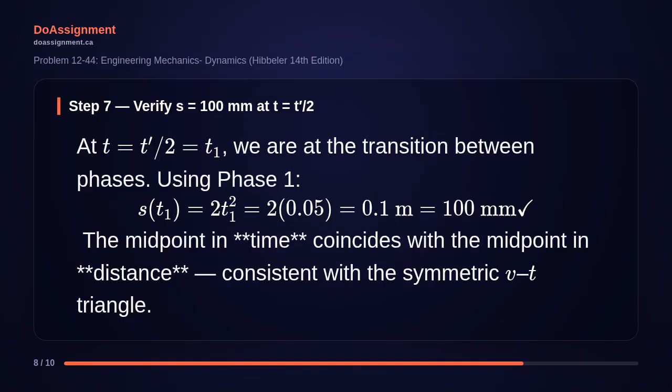At time t equals t prime over 2, which equals t1, the phase 1 formula gives s equals 2 times 0.05, which is 0.1 meters or 100 millimeters. This confirms that the midpoint in time coincides with the midpoint in distance, consistent with the symmetric triangular velocity profile.